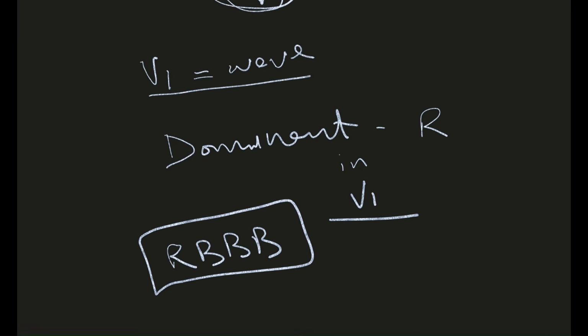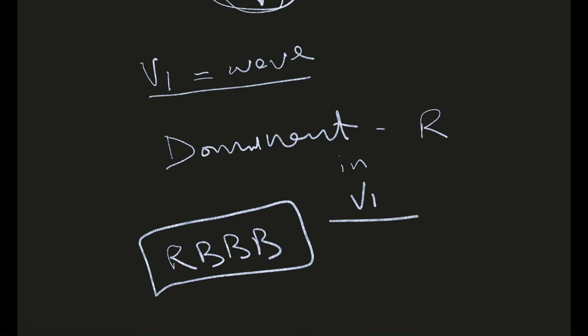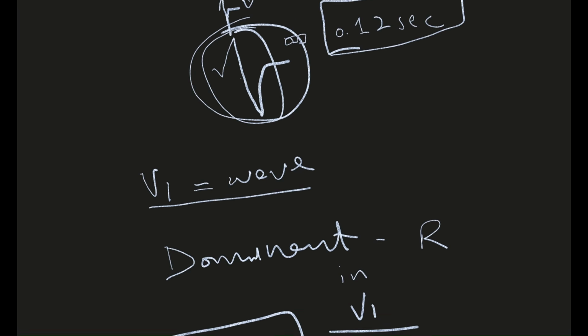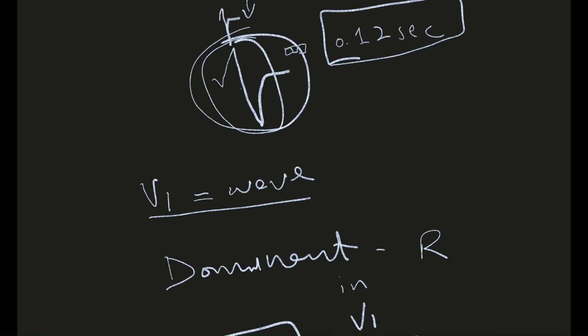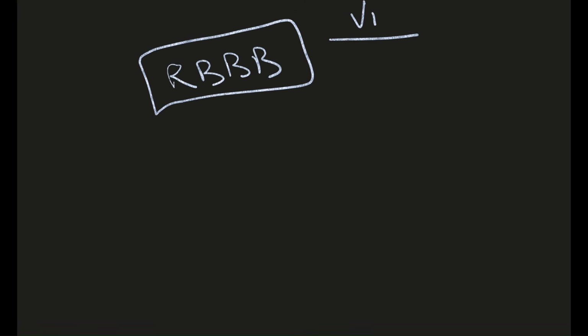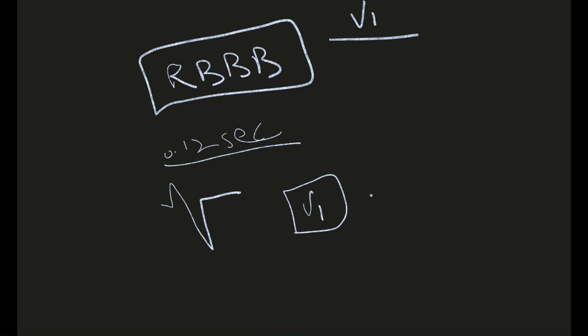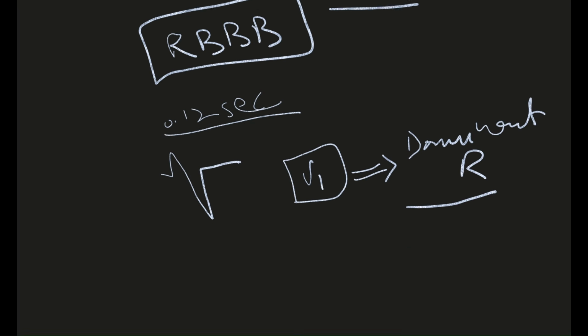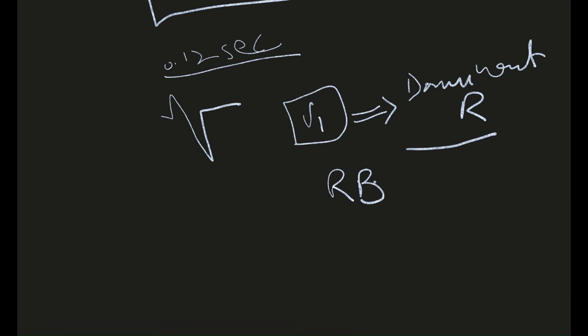So right bundle branch block is dominant R wave in V1 with QRS interval more than 0.12 seconds. If I hand you an ECG and you see there is a wide QRS complex more than 0.12 seconds, straight away jump towards V1. If you find dominant R wave in that lead, then this is right bundle branch block.